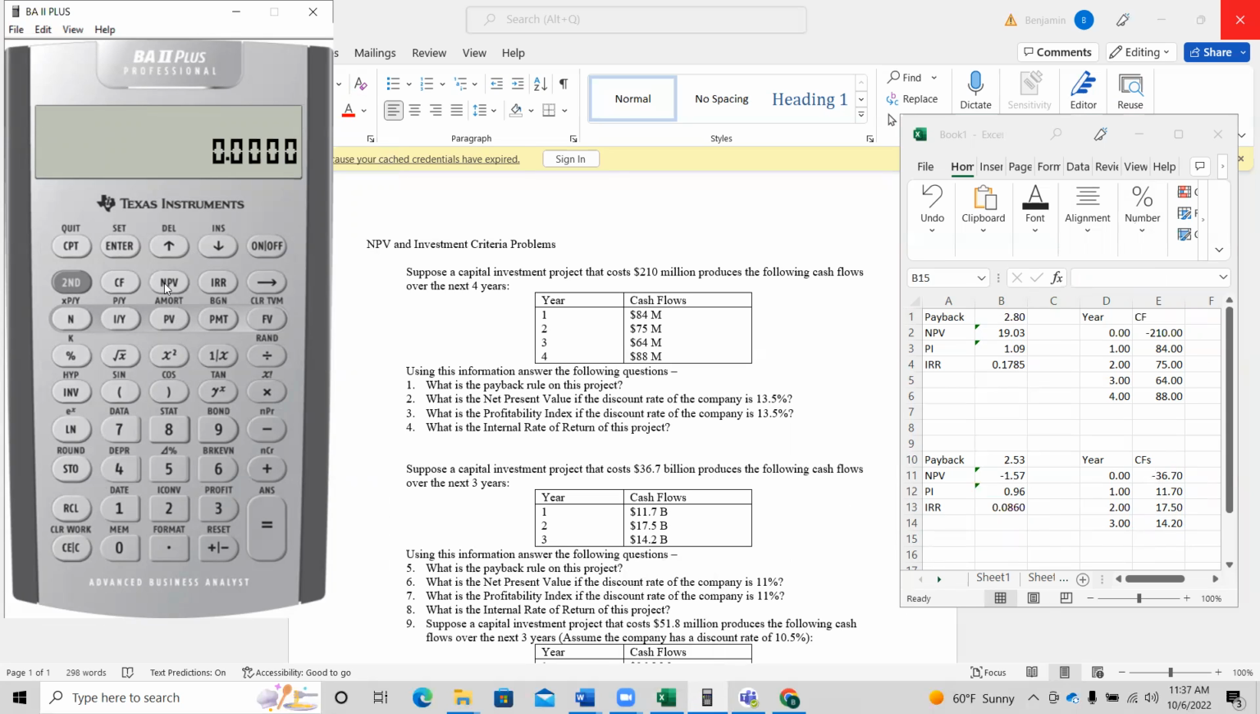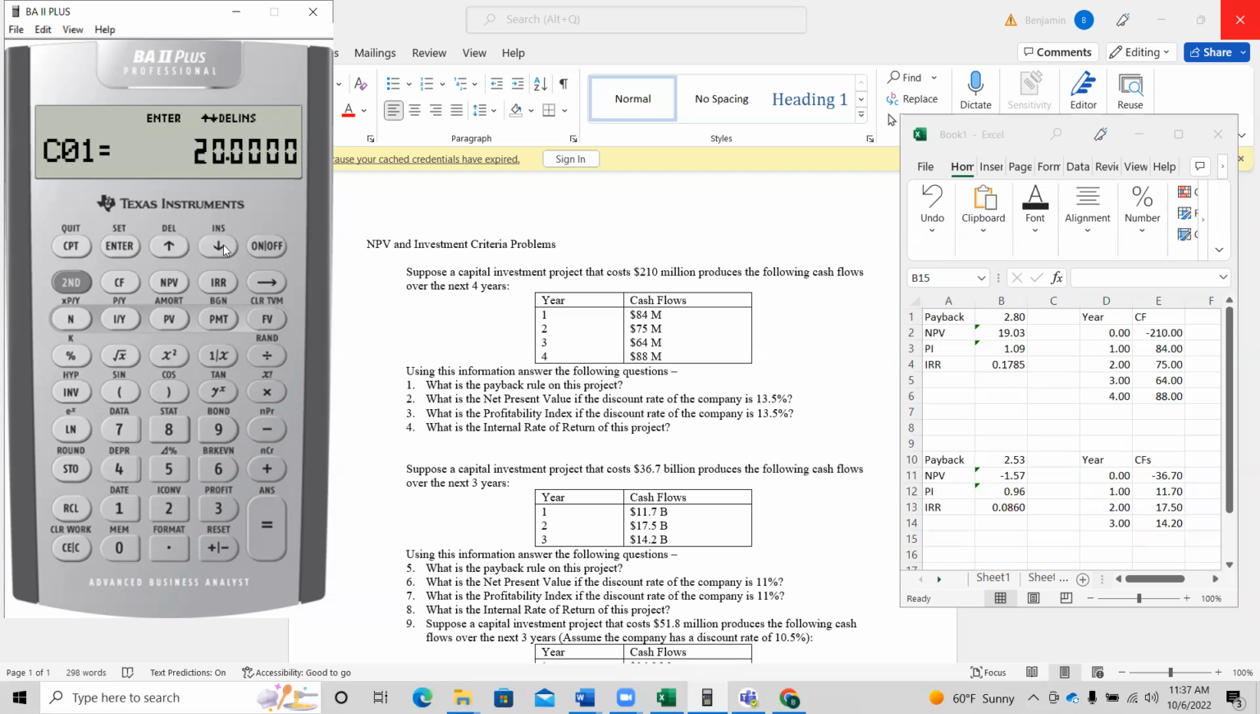I'm particularly interested in calculating the net present value here. I'm going to enter my cash flows. The cash flow in year 0 of the second project is 36.7 billion. Note that that's an outflow, so I've got to enter that as a negative number. I'm going to hit enter, and I'm going to scroll down.